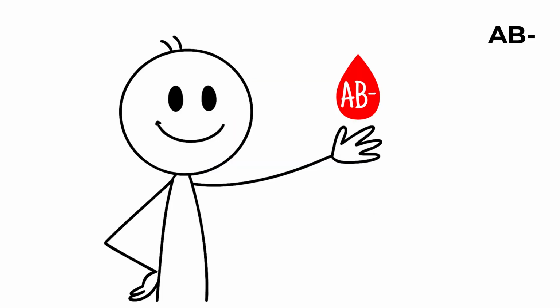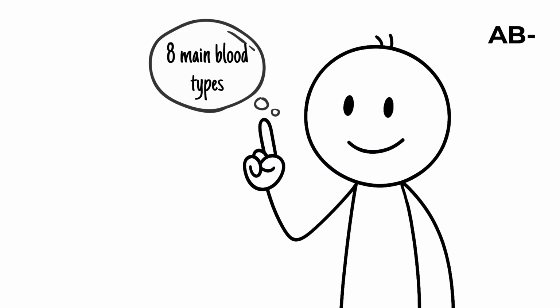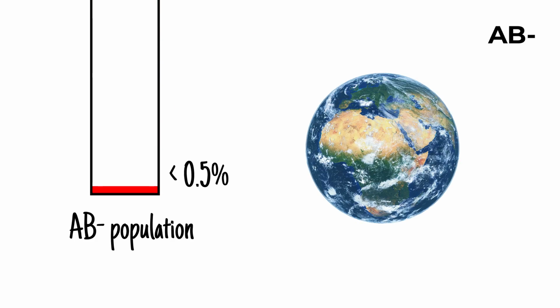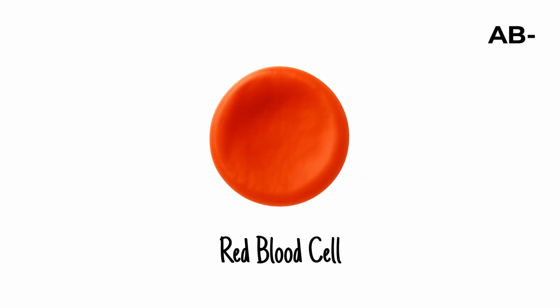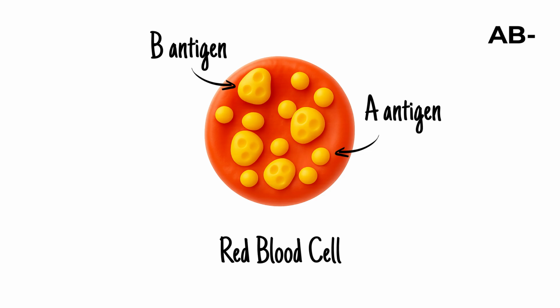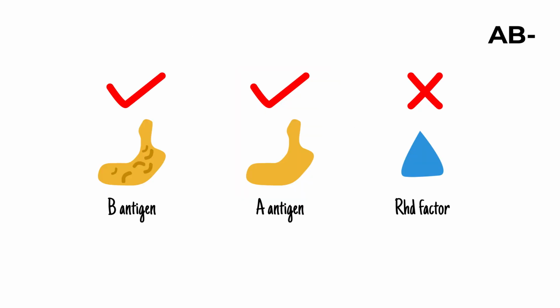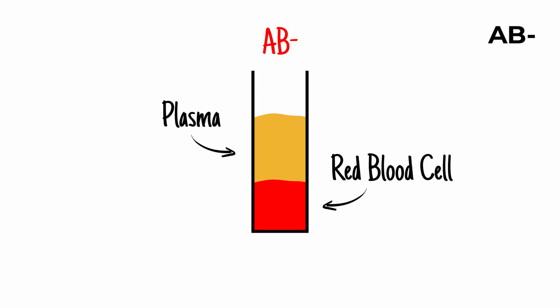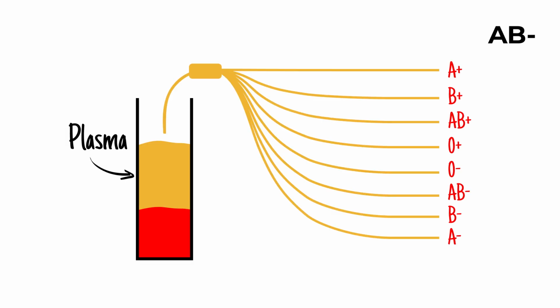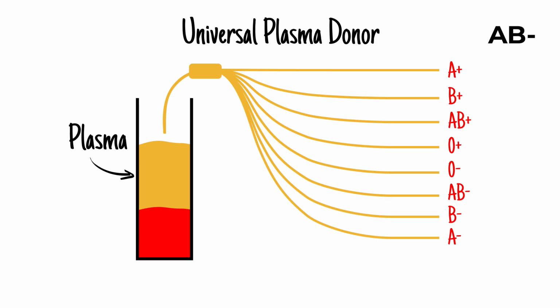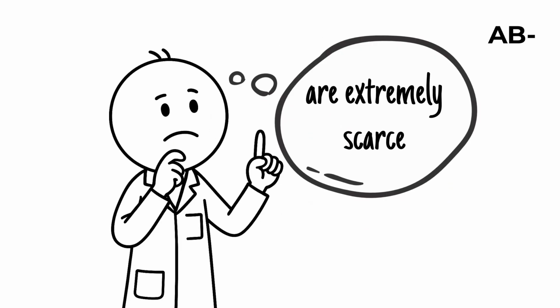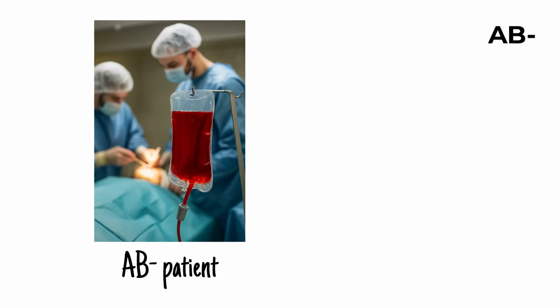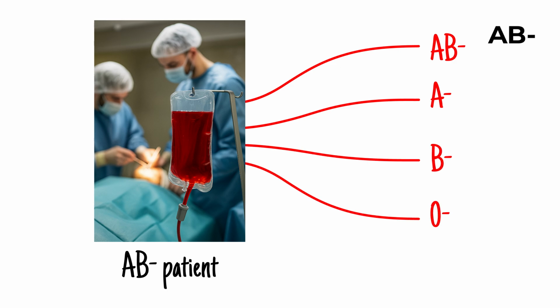AB negative. AB negative is the rarest of all 8 main blood types, found in less than 0.5% of people worldwide. Its red blood cells carry both A and B antigens, but lack the RhD factor, a combination that makes it extraordinarily uncommon. In transfusion medicine, AB negative plasma is uniquely valuable, as it can be given to recipients of any blood type, earning it the title of universal plasma donor. However, AB negative red cells are extremely scarce, and individuals with this type can receive blood only from AB negative, A negative, B negative, or O negative donors.